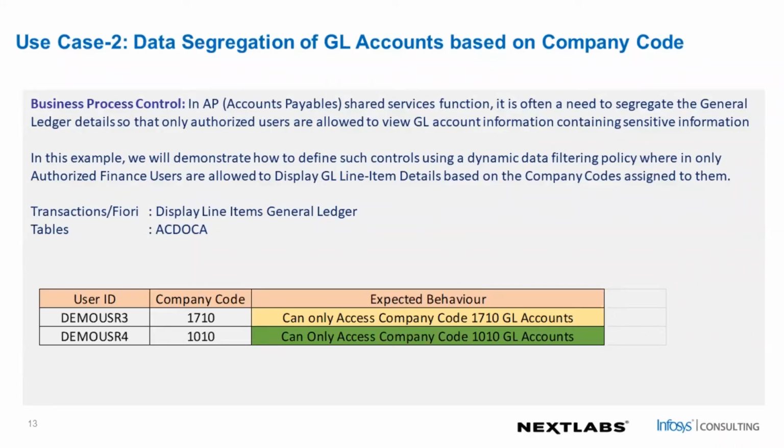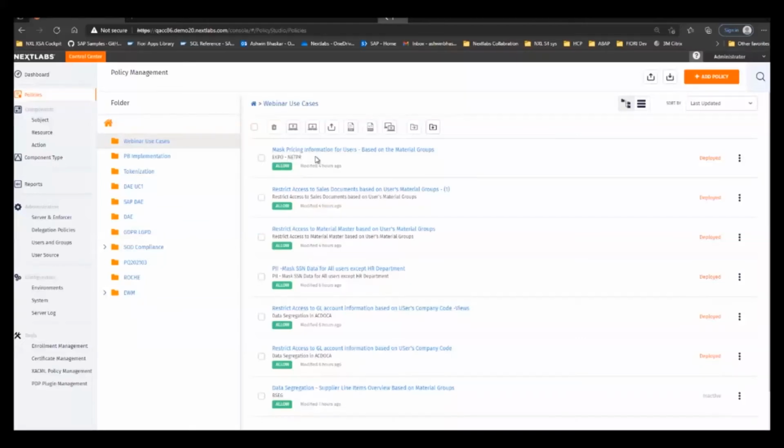Coming to financial information, in this case what I want to do is implement a data segregation policy where finance department users who have been assigned the respective company codes can access only those line items for the company code that they belong to. I have demo user 3 and 4. Demo user 3 can access company code 1710, and demo user 4 can access the company code data related to 1010. Let's get into the system and see what the policy looks like for this.